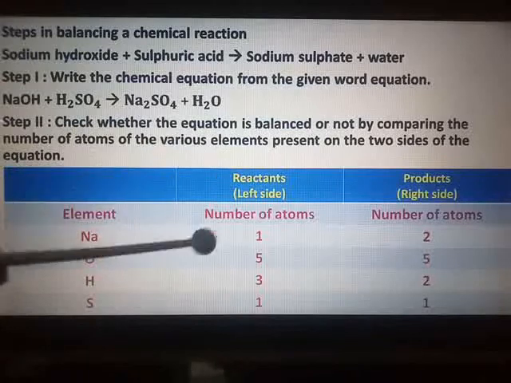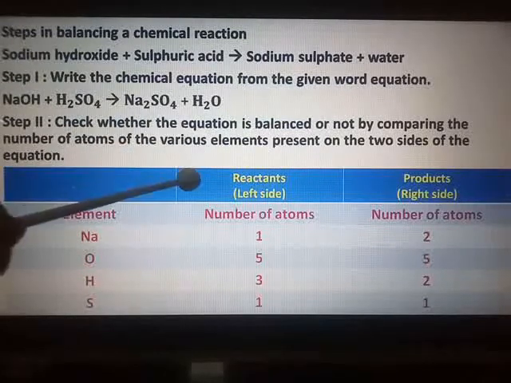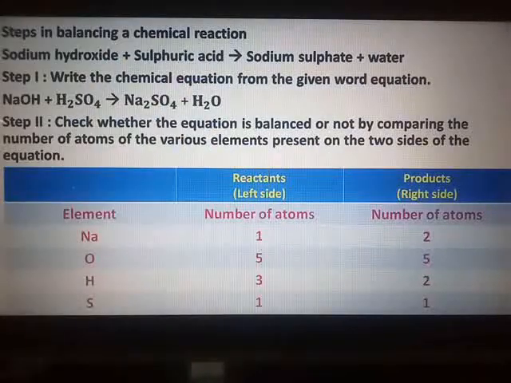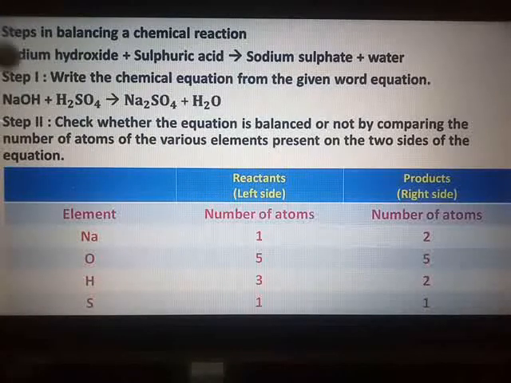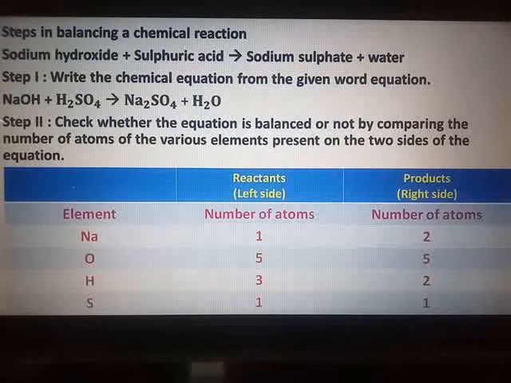So again you have to create a table. The first column of the table is the name of the element. The second column is the reactants, which are on the left hand side, and the third column is the products on the right hand side. Write the symbols of all the elements involved in the chemical equation. Sodium is involved, so Na, oxygen O, hydrogen H, and sulfur, so capital S. Now count the number of atoms of these elements present in the reactants and in the products and write them in the space provided.